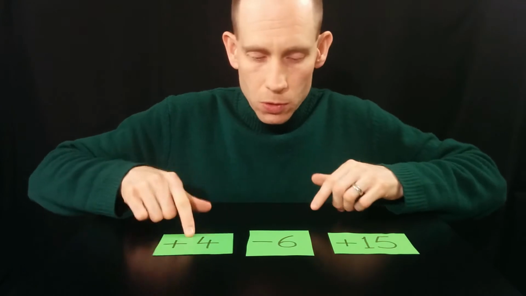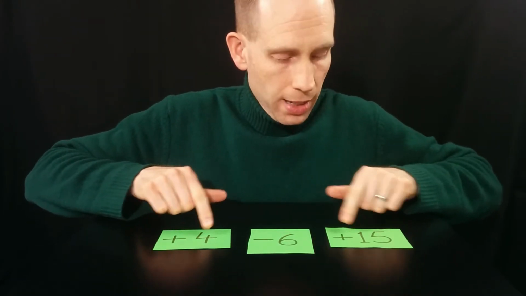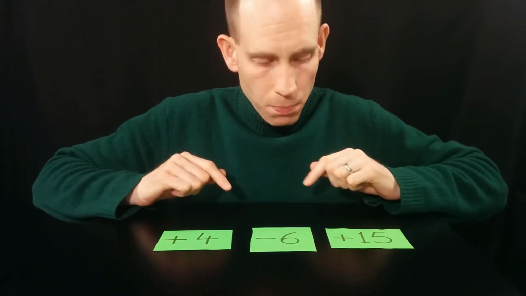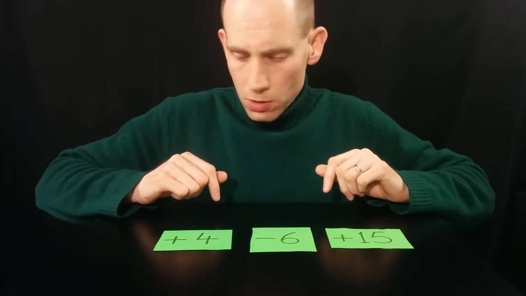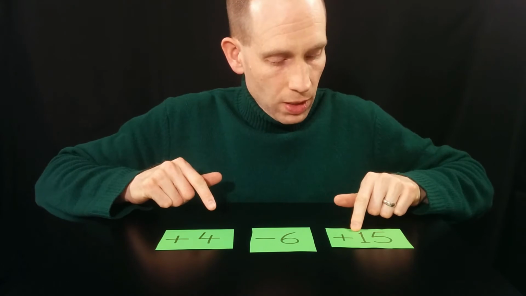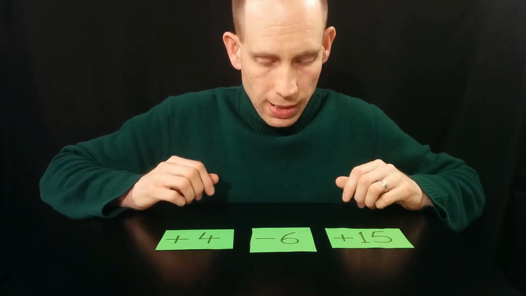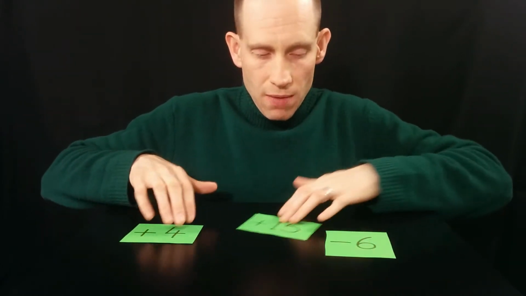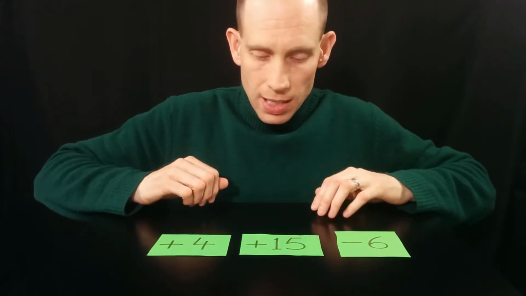It is a plus 4 term, a minus 6 term, and a plus 15 term. And so what does this sum come to? Plus 4 take away 6 is minus 2, add 15 is 13. So this comes to plus 13. And it will still come to plus 13, whichever order I put these terms in.